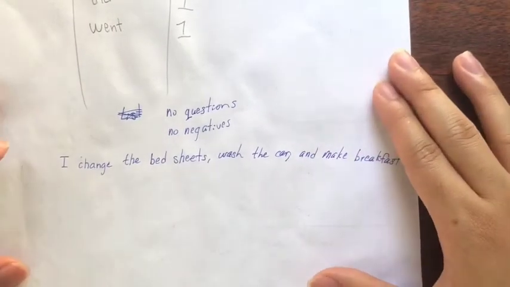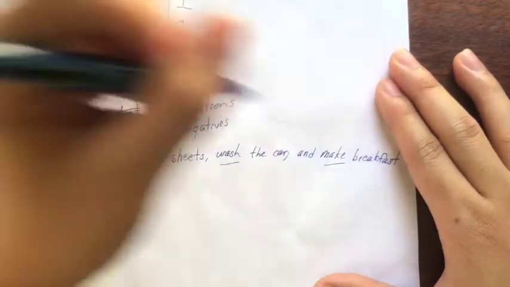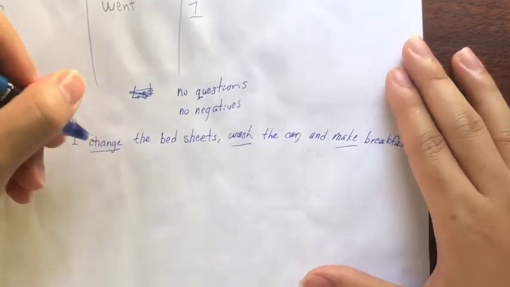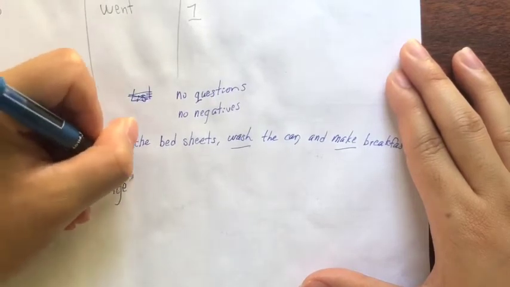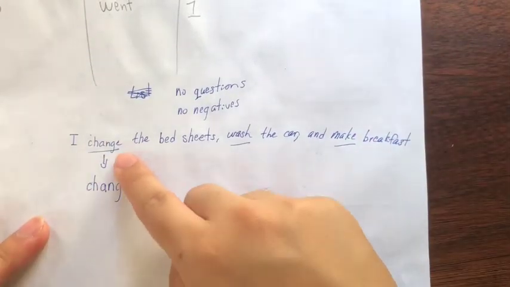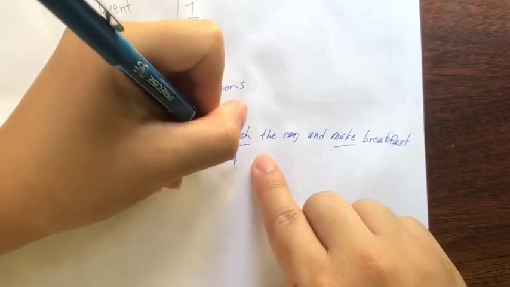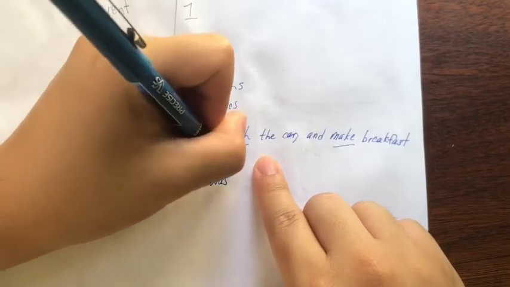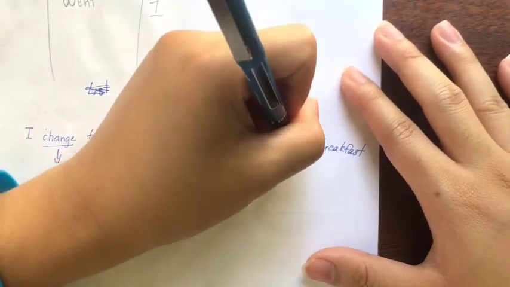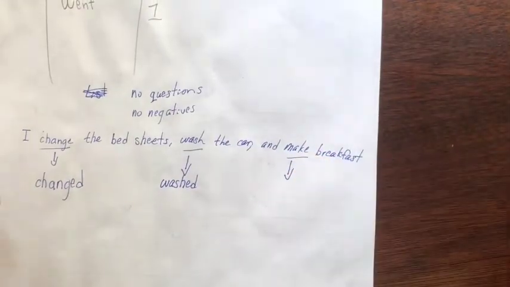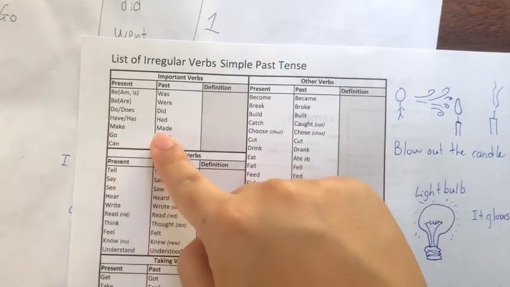So we can change all of the verbs to past tense. We have change, wash, and make. So we can change change to changed, because change ends with the letter E, so we just write D, changed. Wash becomes washed. And make is an irregular verb. So we have make. Make becomes made.